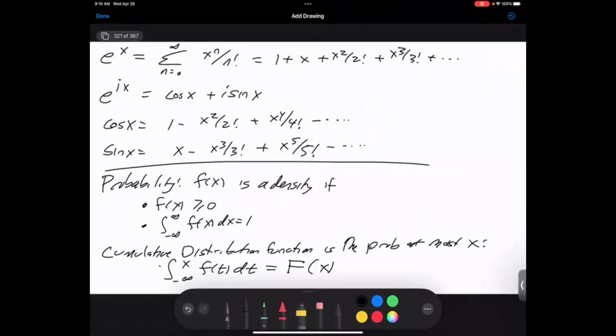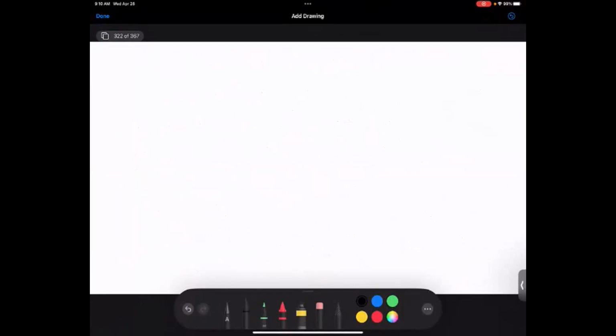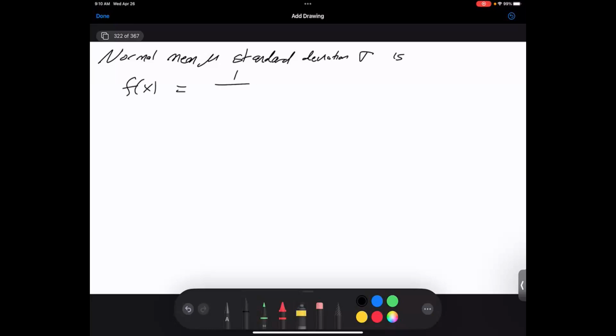So has anybody here taken stats? Okay. What is probably the most important distribution in statistics? The normal, right? The normal, the bell curve, the Gaussian. When you have this many names, you are important. So we say a normal with mean mu and standard deviation sigma is the following. Its density is f of x is 1 over the square root of 2 pi sigma squared e to the negative x minus mu squared over 2 sigma squared.